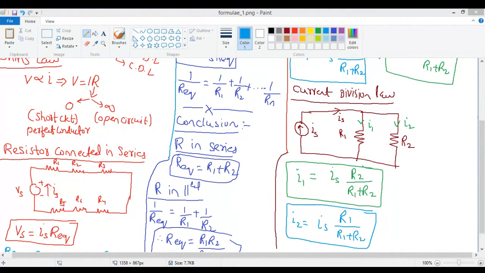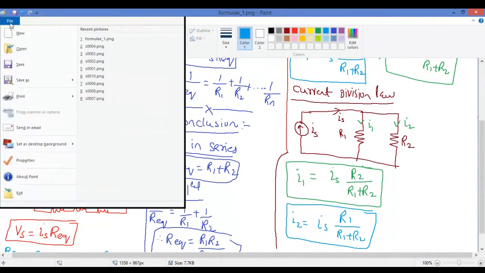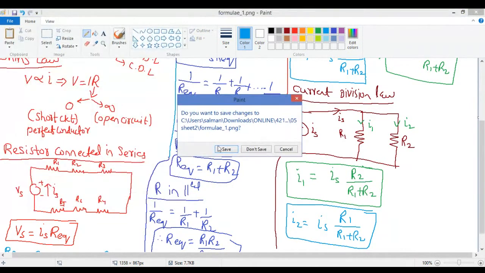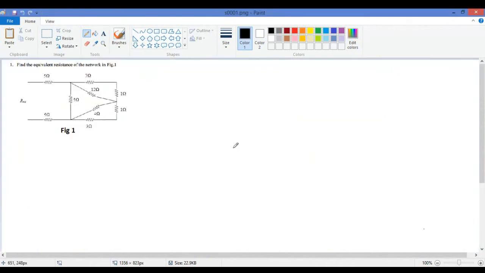Okay, that's great. I appreciate your response. So let's go for problem number 1, the first problem from sheet 2. Find the equivalent resistance of the network shown in figure 1. Do all of you see the image clearly? Is it small or is it okay? I hope all of you see it clearly.